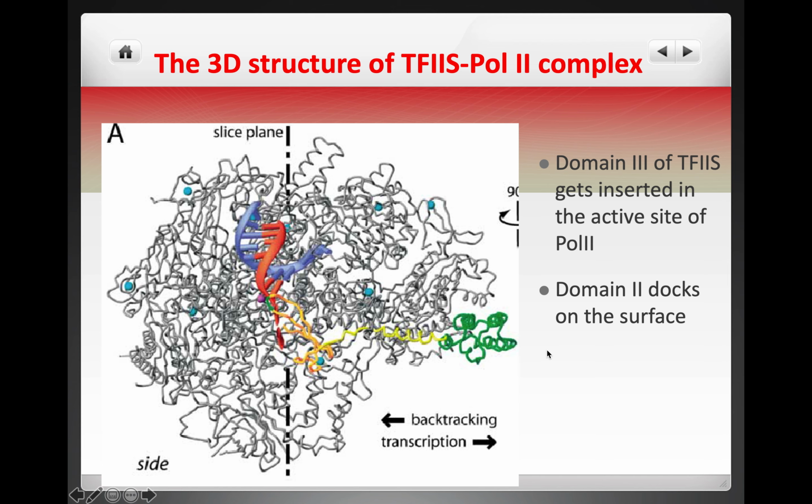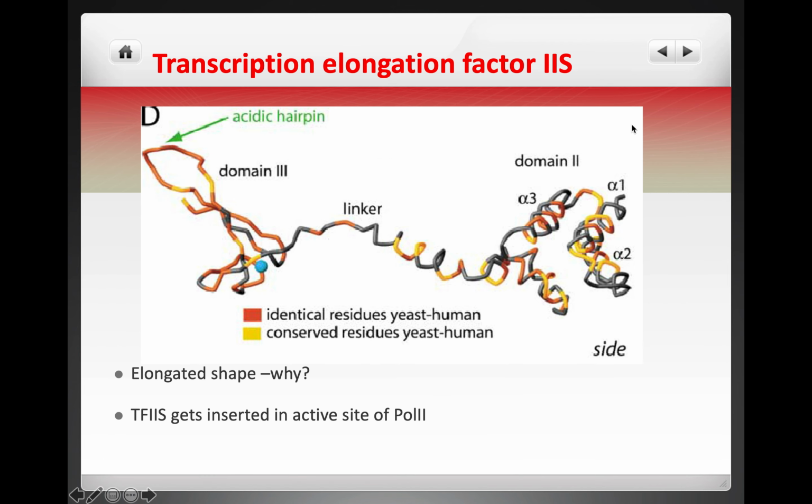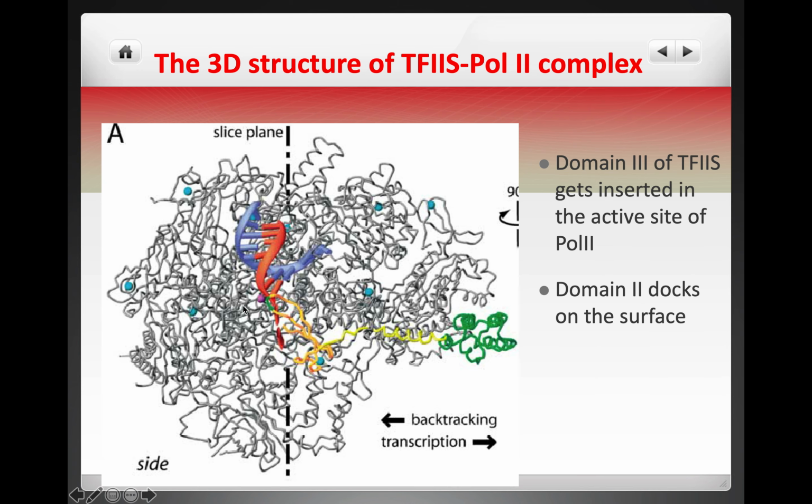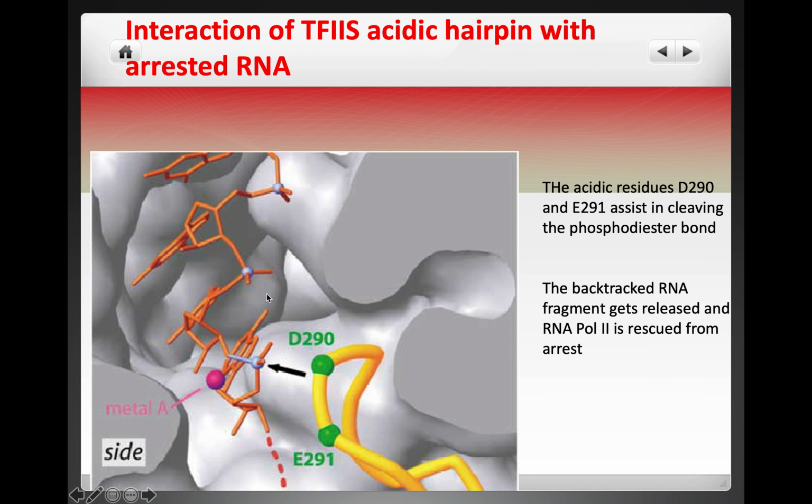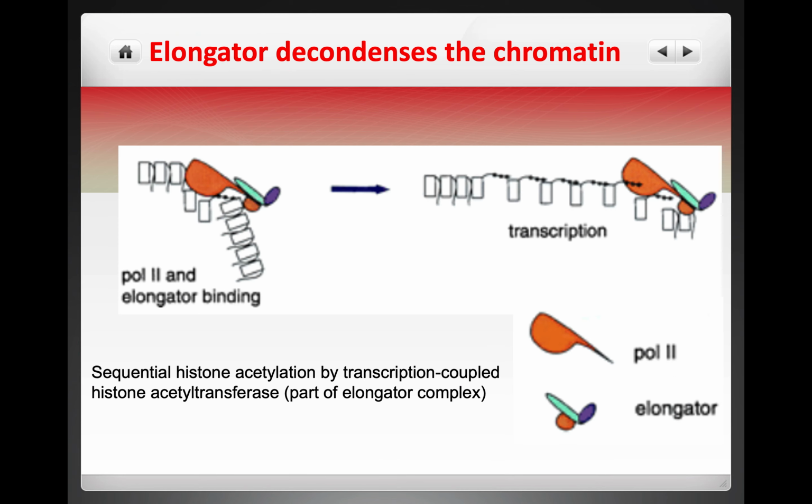Domain 2, the domain 2 that you saw just now, will dock on the surface, and the interaction of TF2S with the arrested RNA helps to cleave the phosphodiester bond. This is to make sure it can be remedied, so transcription can proceed and you can stop the arrest. The backtracked RNA fragment gets released and RNA polymerase is rescued from the arrest, so it can continue with the transcription. The elongator also decondenses the chromatin.